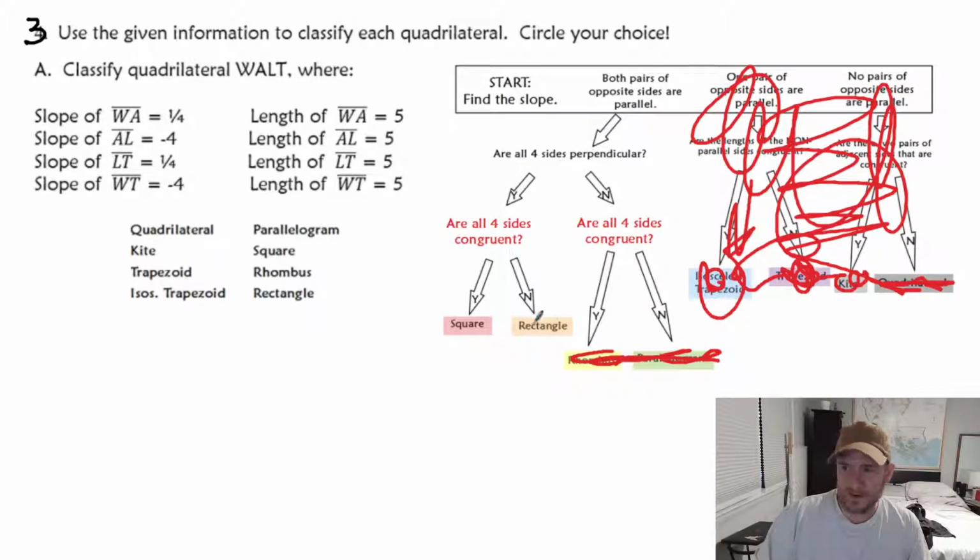A rectangle wouldn't have all the sides the same. A rectangle would be like 5 and 15, and 5 and 15. There'd be 2 that are different. So rectangle's out, we're a square.